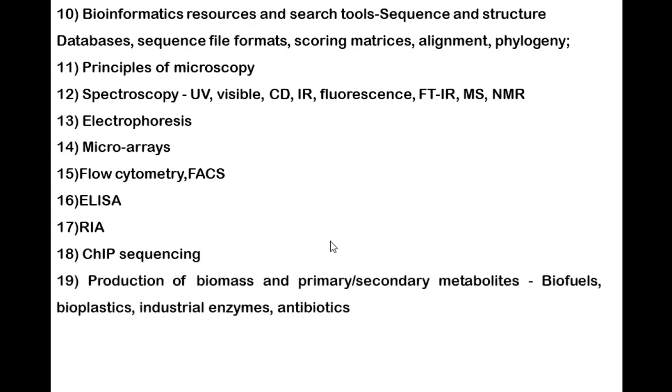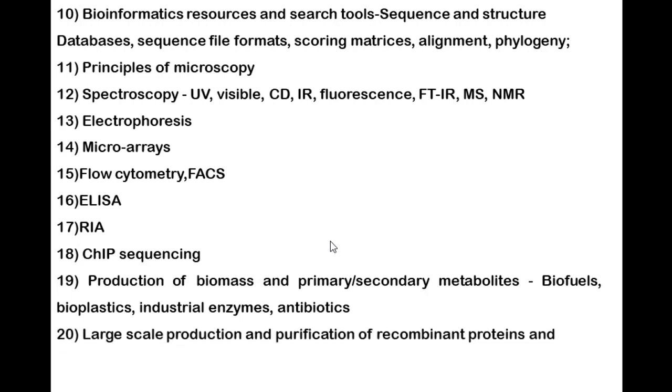Next is bioprocess. If you are an MSc biotechnology student and can't cover the entire section 4 and section 5, you can concentrate on the important topics that I am going to tell you. You need to study the production of biomass, production of primary metabolites and secondary metabolites, production of biofuels, bioplastics, industrial enzymes, and how antibiotics are produced on an industrial scale. Next, large scale production and purification of recombinant proteins and recombinant metabolites. These are important. Next is hybridoma technology.